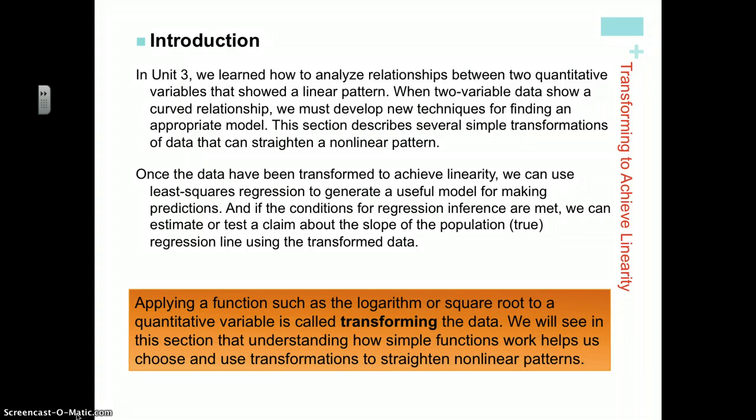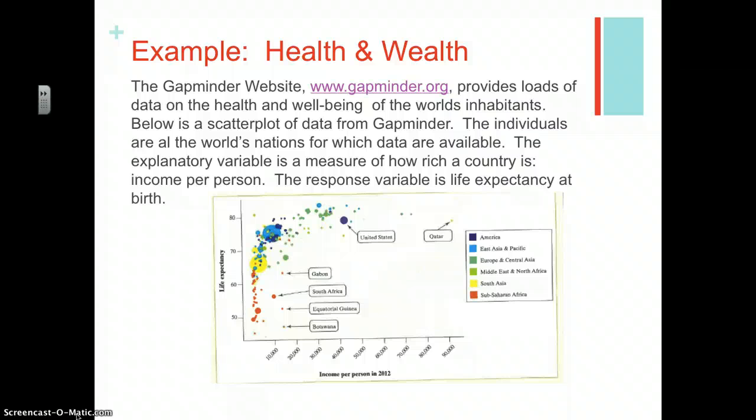So applying a function such as logarithm or square root to a quantitative variable is called transforming the data. We will see in this section that understanding how simple functions work helps us choose and use transformations to straighten nonlinear patterns.